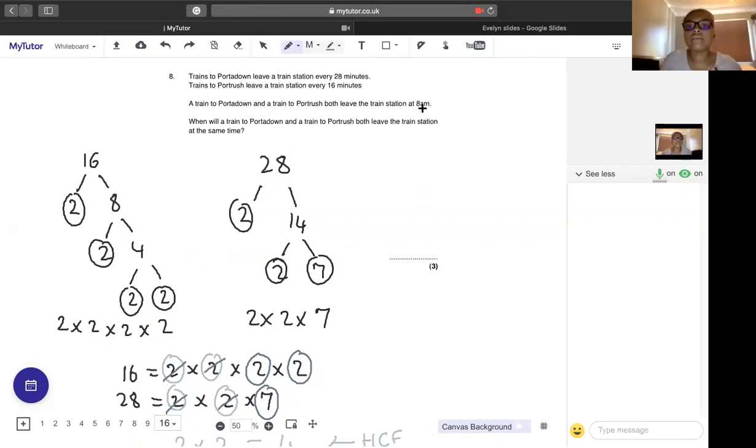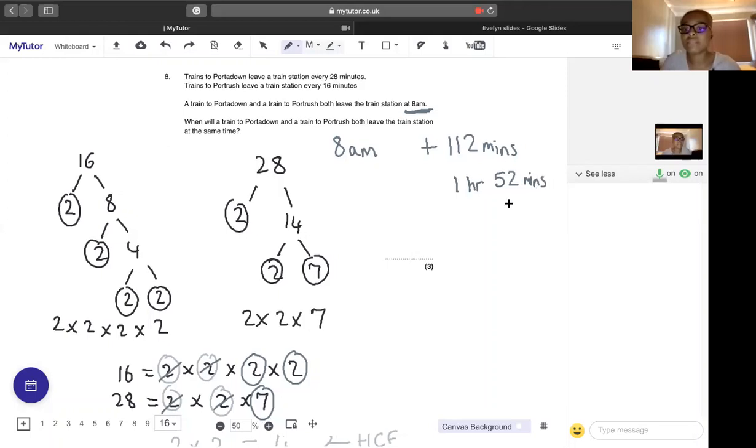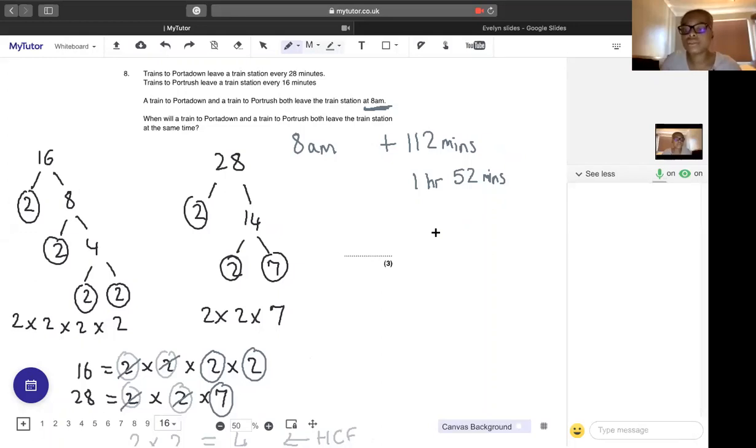The reason why is because we need to work out what time it will be. So we know that we started at 8 a.m. and we need to add 112 minutes onto the end of this. So we should split this into hours and minutes as well because it will make it easier. So we know there's 60 minutes in an hour. So if we split it into an hour and minutes, this would be 1 hour, and then we're left over with 52 minutes because 60 plus 52 would give us 112.